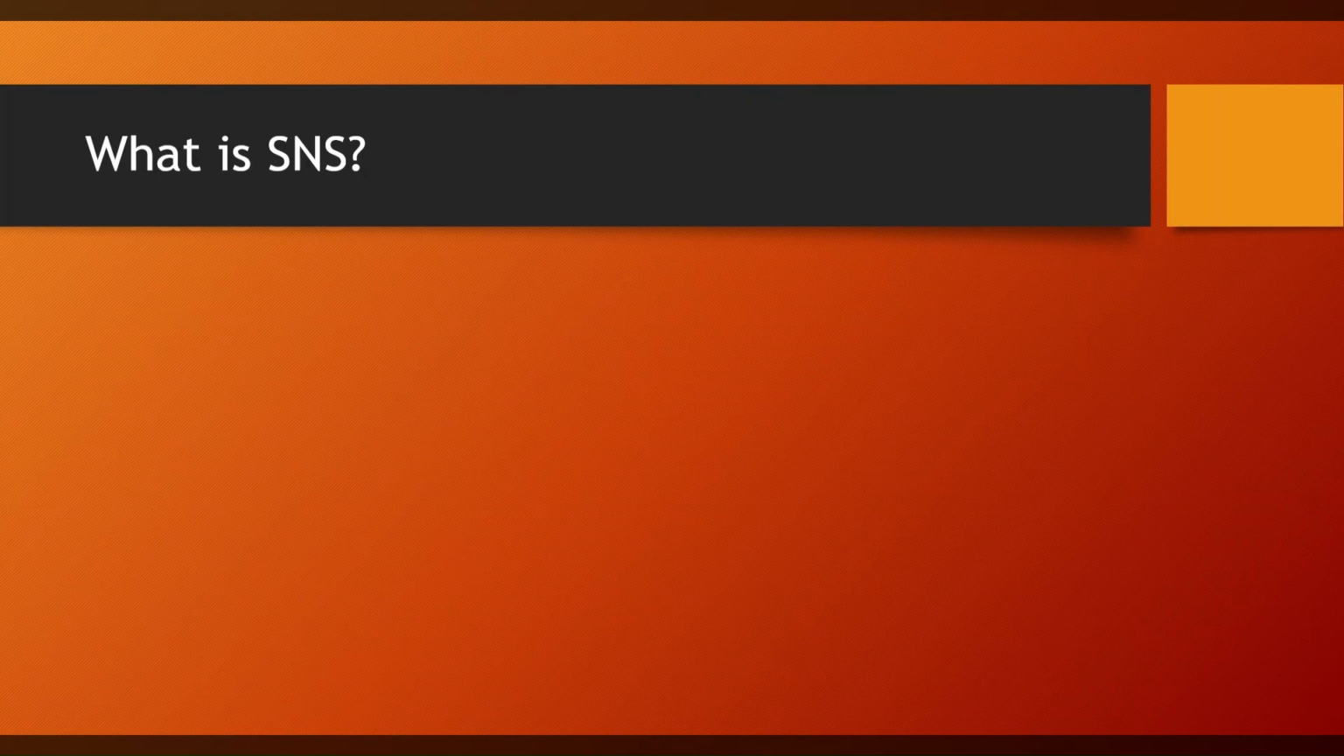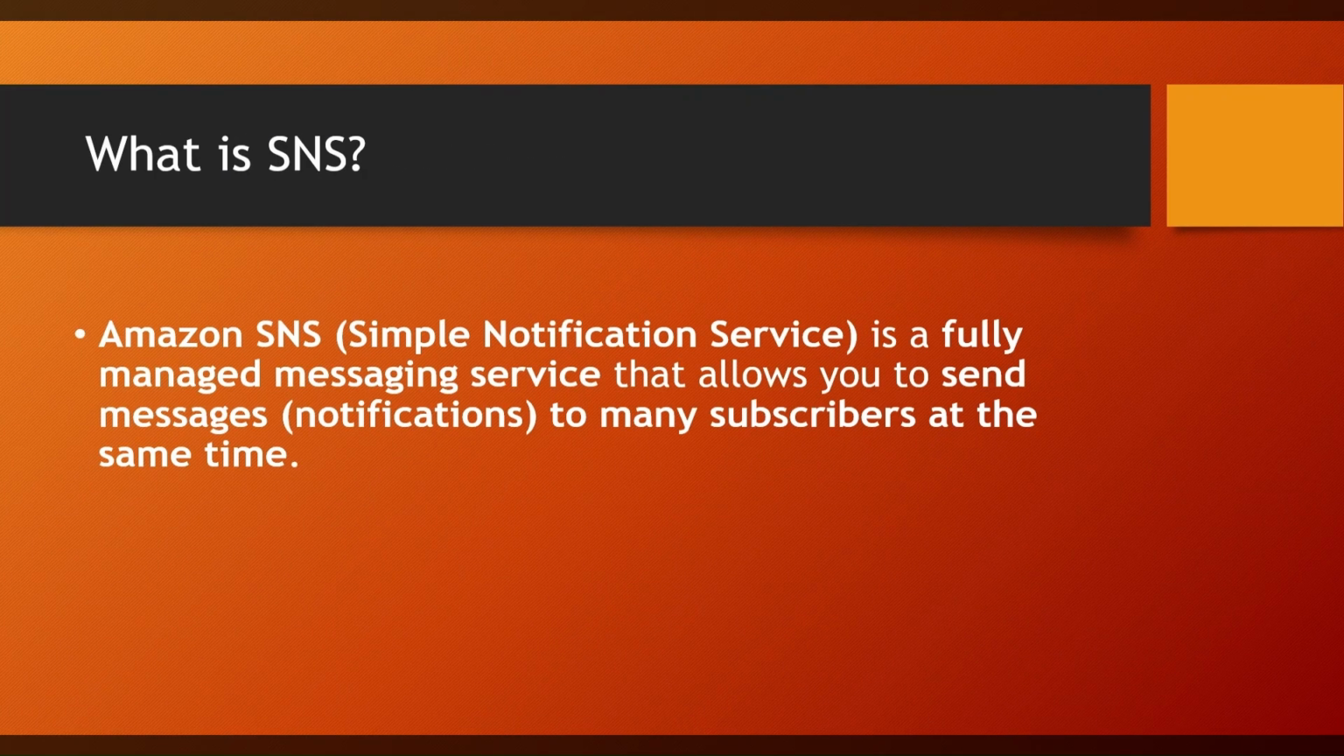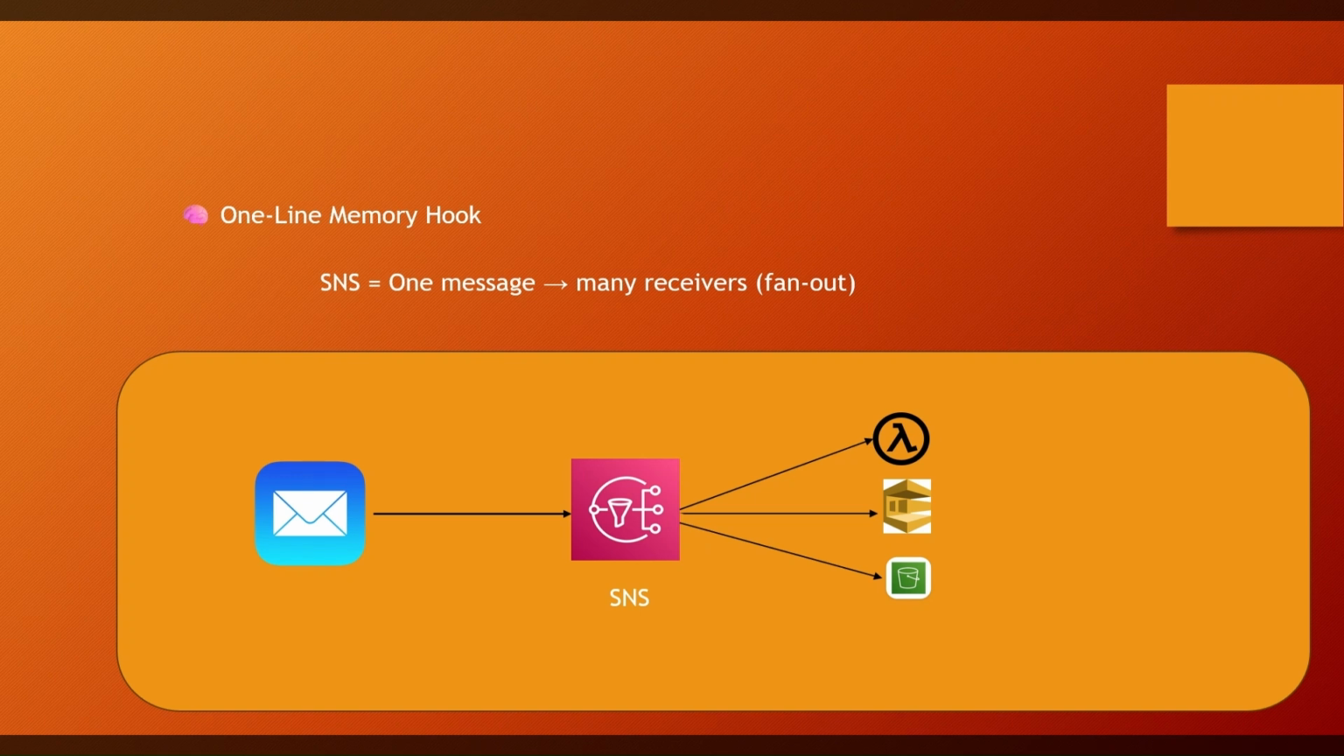What is SNS? SNS is a fully managed messaging service that allows you to send messages to many subscribers at the same time. In simple terms, we call it one message and many receivers, or fan out, which means we have one message here in the diagram and that message is sent to SNS, and then SNS sends it to many receivers, say for example Lambda, SQS, S3 or other resources, so we call it fan out.